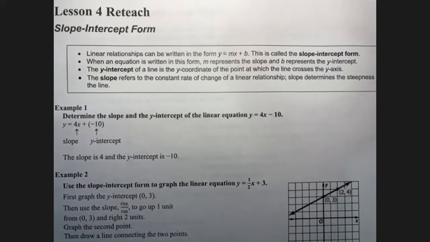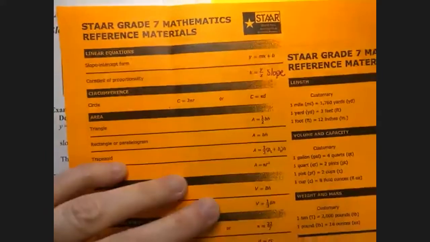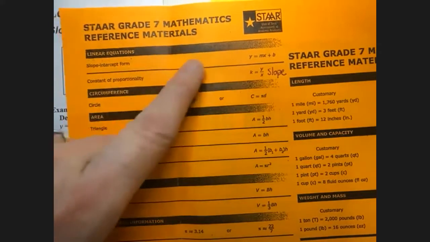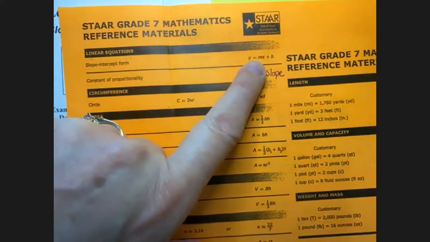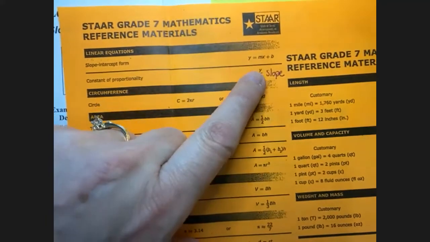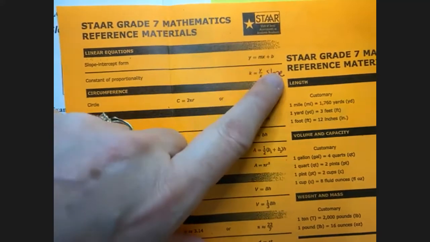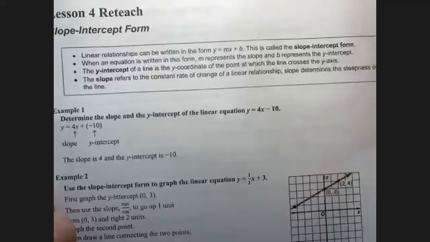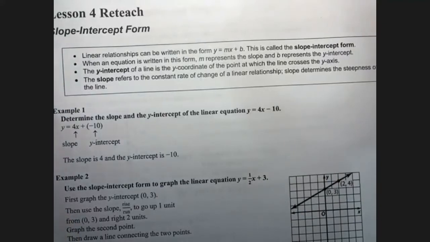When you're taking your STAR test and you get your STAR reference chart, you'll notice that the very first thing listed at the top is slope-intercept form, y equals mx plus b. So this is given to you. It also talks about your constant rate of change, change of y over x, which is also your slope, also called your constant of proportionality. And so that's in here as well. So you're not having to memorize these things when you take your test. But let's continue to go through it.